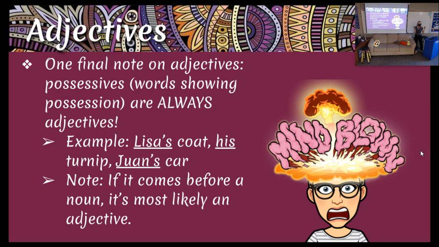So this is just a really good note about adjectives. It's kind of like your little cheat for adjectives. If you have a word that comes before a noun, it's most likely going to be an adjective. If it's not any other part of speech, it's probably going to be an adjective. Adjectives typically come directly before the word that they're modifying. So that's kind of the way you can determine if it's an adjective. If it's coming right before a noun, it's probably an adjective.